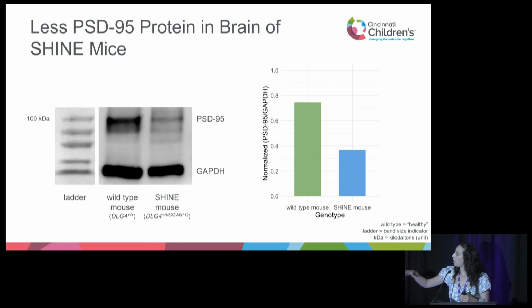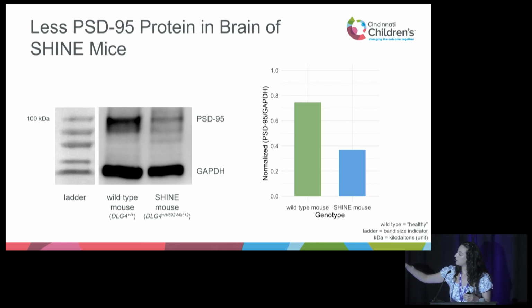So we can see already that the wild-type mouse band looks a lot darker and bigger than the SHINE mouse band, right? Suggesting that there is a higher expression of PSD95 in the wild-type mouse and a lower expression in the SHINE mouse. Now, what is the second band?